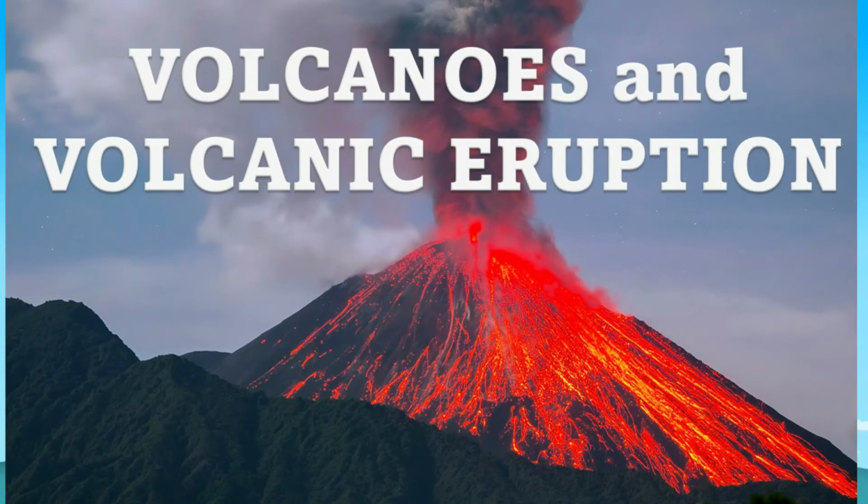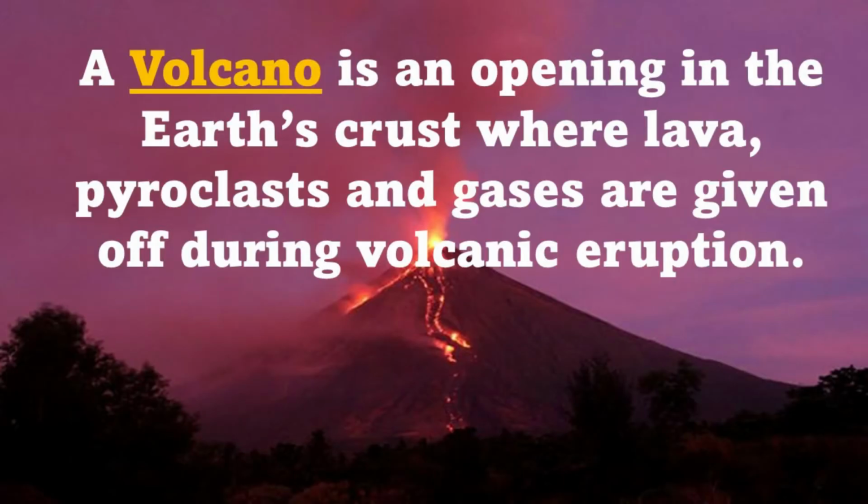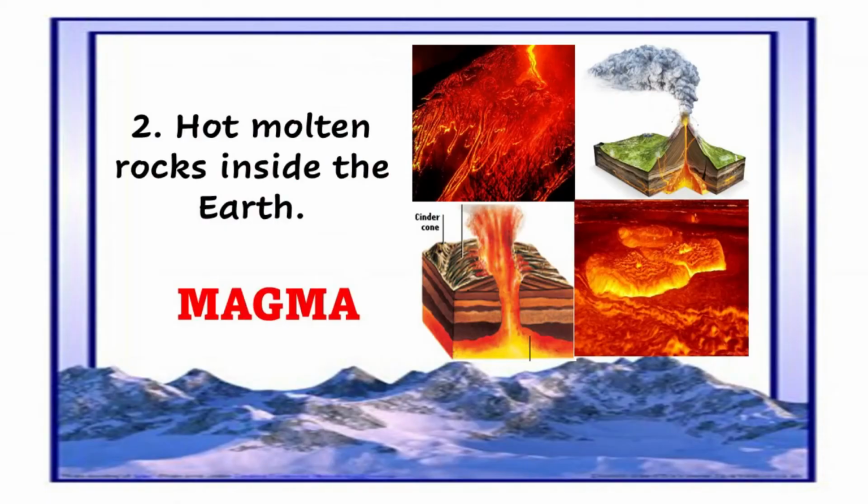Volcanoes and volcanic eruption. A landform on Earth's surface through which molten rocks reach the surface is called a volcano. A volcano is an opening in the Earth's crust where lava, pyroclasts, and gases are given off during volcanic eruption.